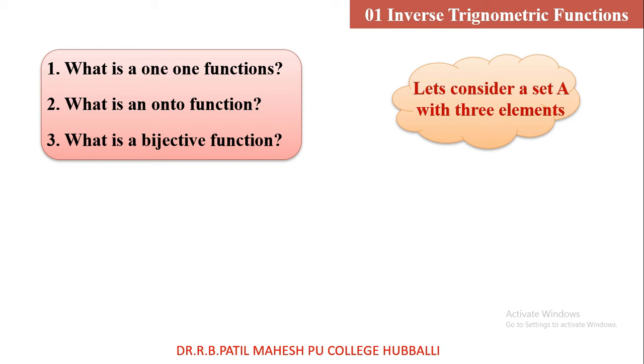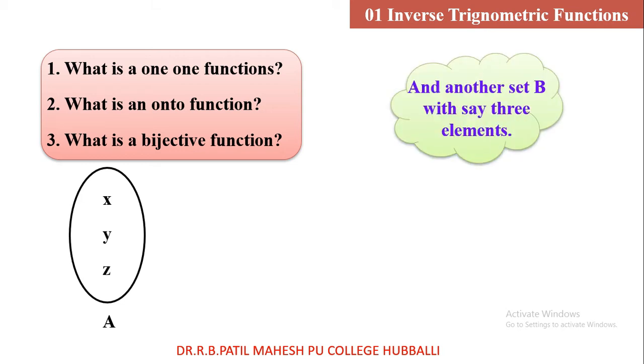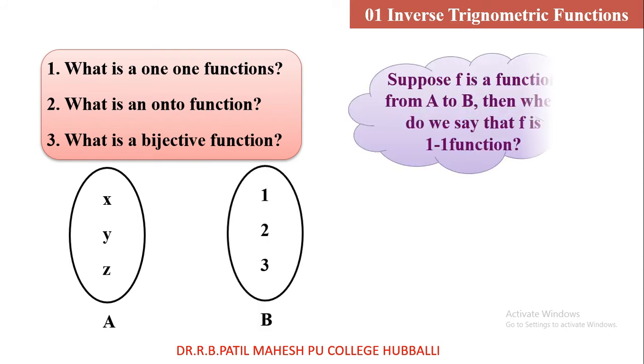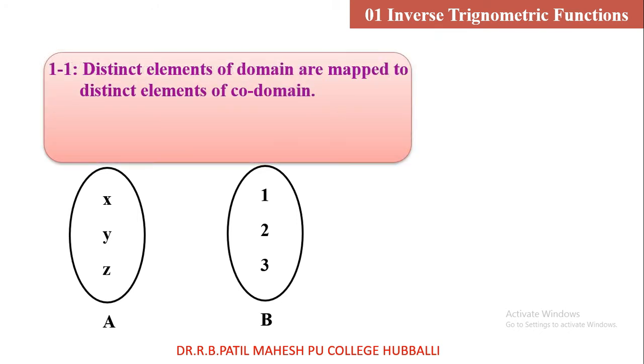For that, let's consider a set A with three elements, x, y, z, and another set B with the elements 1, 2, 3. Suppose f is a function from A to B, then when do we say that f is a one-one function? Try to recall. One-one function means distinct elements of domain are mapped to distinct elements of codomain. It means, as you remember, distinct elements of domain have distinct images in the codomain. That is called a one-one function.